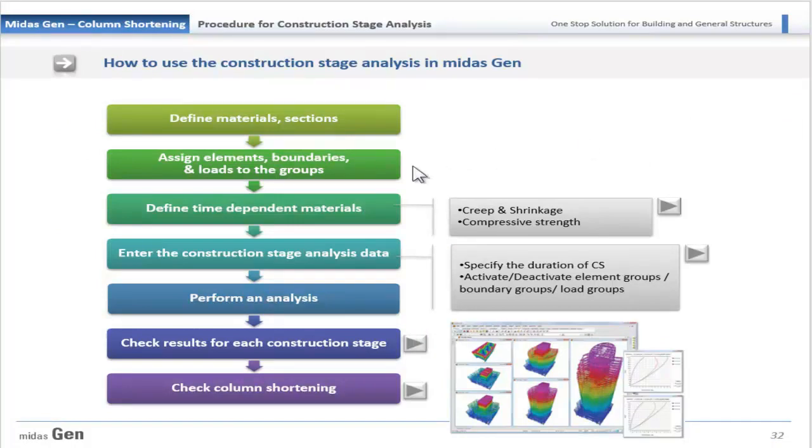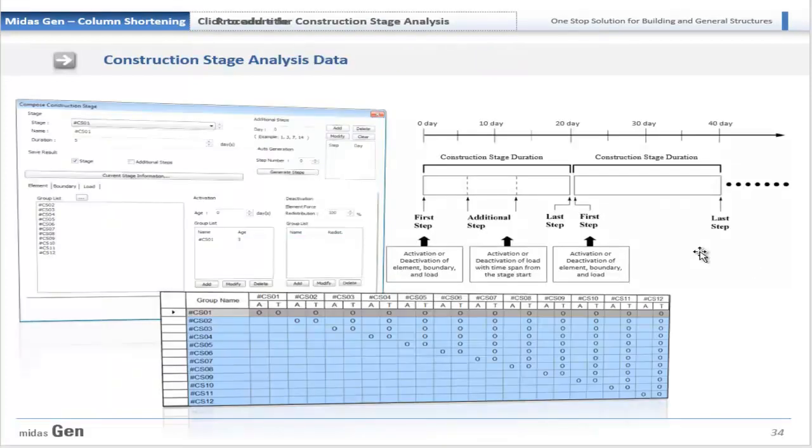After time-dependent properties definition, we define the construction stage analysis data. That is, the duration of stages and activation or deactivation of element, boundary and load groups in every stage. So I'll go to that page. This is the dialog box where the duration can be specified for each construction stage, and here the elements, boundaries and load groups can be activated or deactivated.